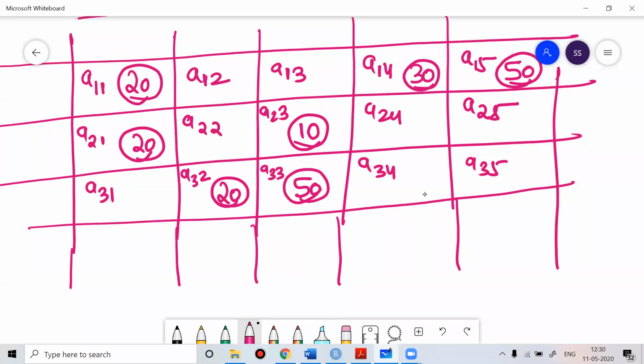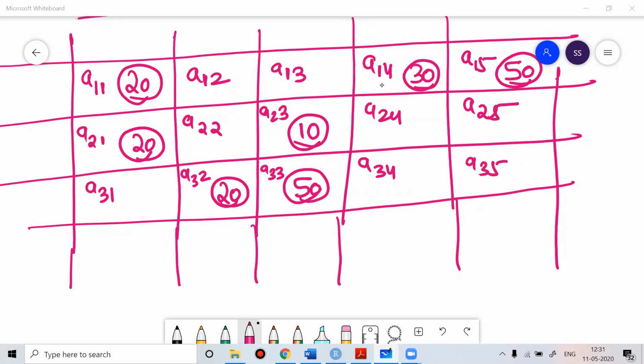So this is the allocation. What is A1? A11 means first row, first column. A12 means first row, second column. A13 means first row, third column. I hope you are understanding. So you got this allocation.